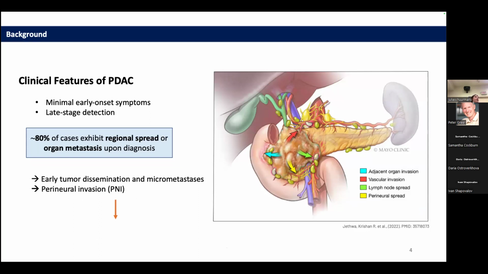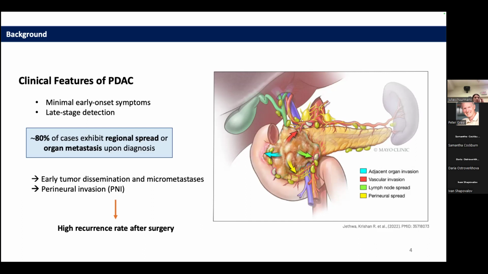So this leads to late stage detection, and approximately 80% of cases already exhibit regional spread or organ metastases upon diagnosis. So this cancer is able to disseminate early and create micrometastases. So even when tumors are deemed resectable, a lot of the times the surgeons can't actually see a lot of the micrometastases. And it's able to spread through ways such as vascular invasion, lymph node spread, but then also a special way that is highly prevalent in PDAC is called perineural invasion.